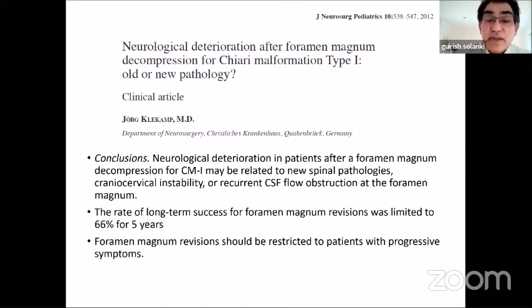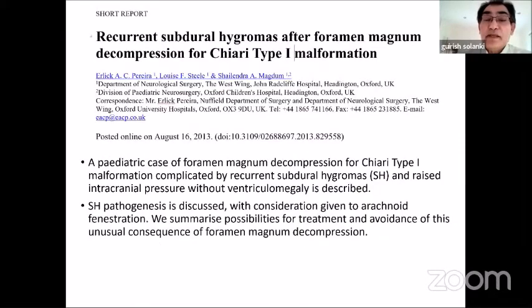So in those units where large numbers of operations are carried out, you can also see more recognizable complications of this procedure, including things that weren't there before, like craniocervical instability, hydrocephalus, bleeding, and so on. My colleagues from Oxford published this paper on recurrent subdural hygromas after foramen magnum decompressions.